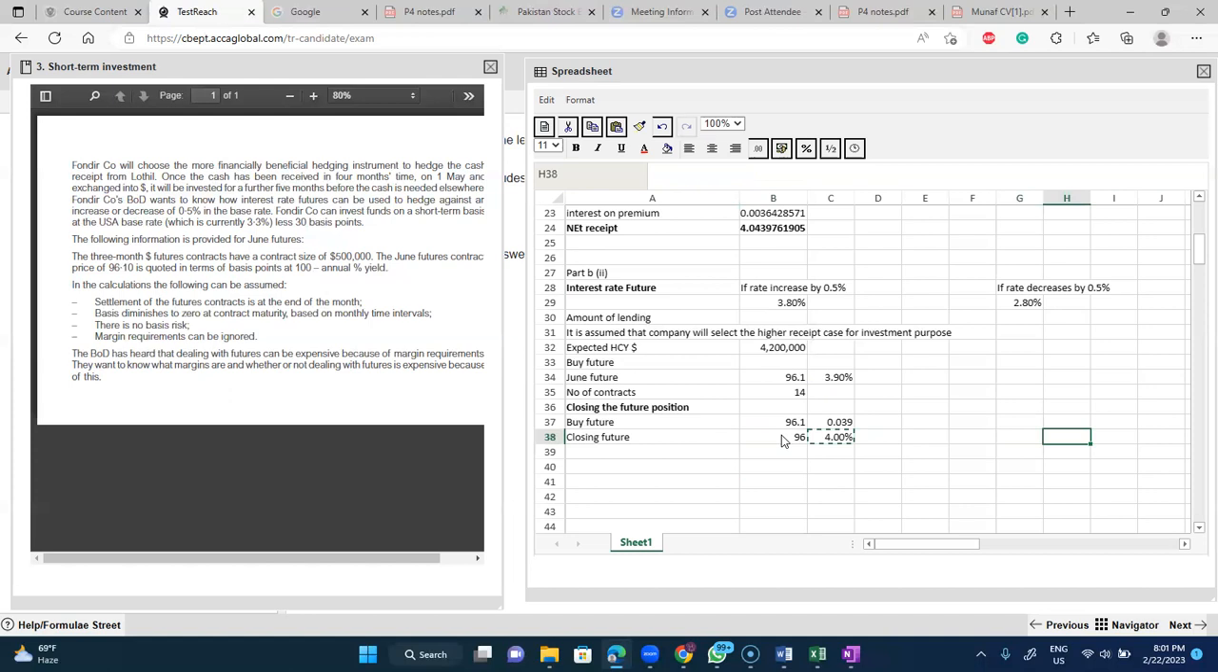Sorry, closing interest rate 2.8, plus opening future 3.9, minus current spot, that is 3.3%, into 2 over 6. That gives 3%, which means 97.